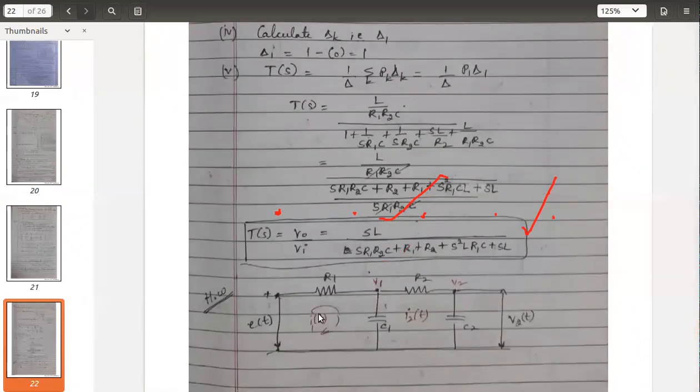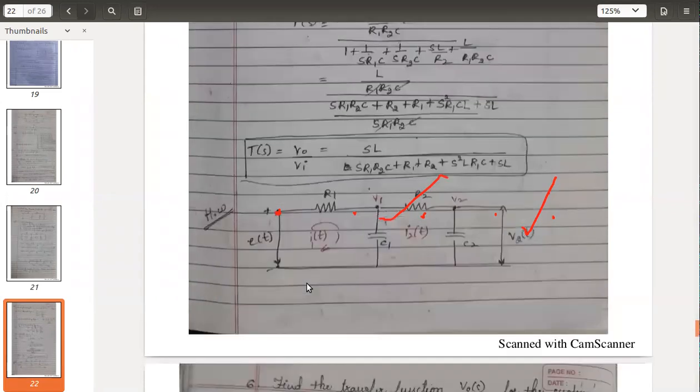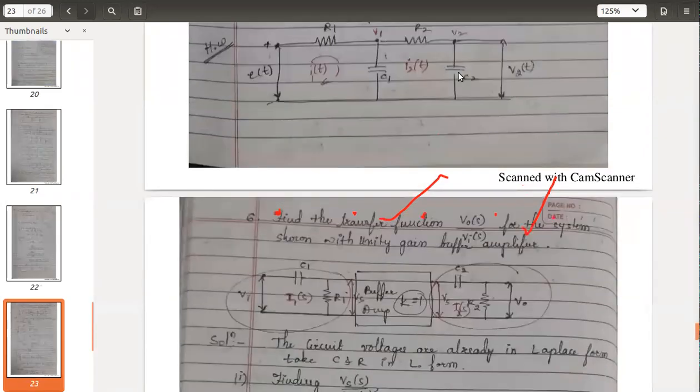For this particular circuit, what you need to do is draw the signal flow graph. You know how to draw the signal flow graph from an electrical network. Follow the procedure. Redraw the network in the S domain. Go for equation writing. From the equations, draw the signal flow graph. After getting the signal flow graph, find the transfer function using Mason's gain formula. Okay. Hope it is understood by you.